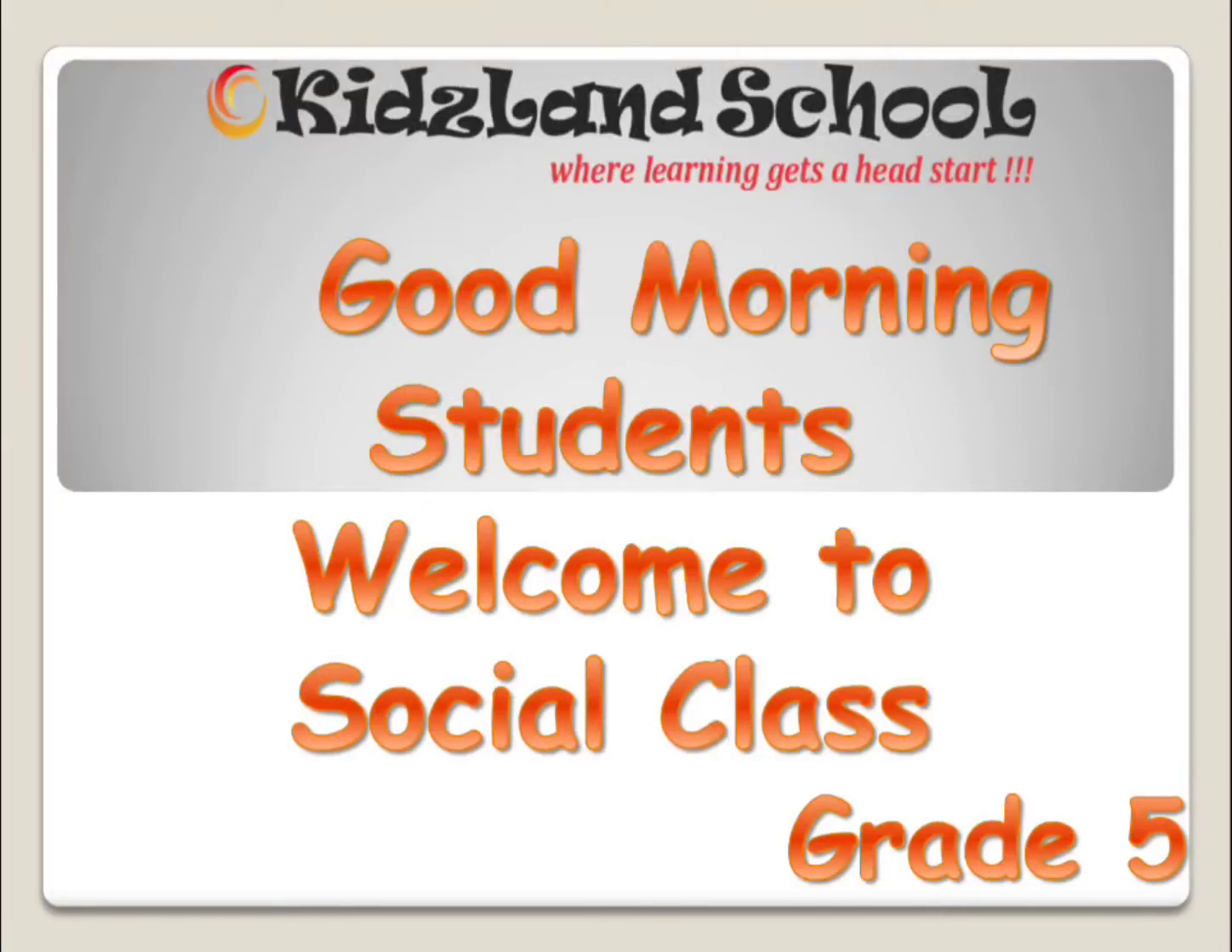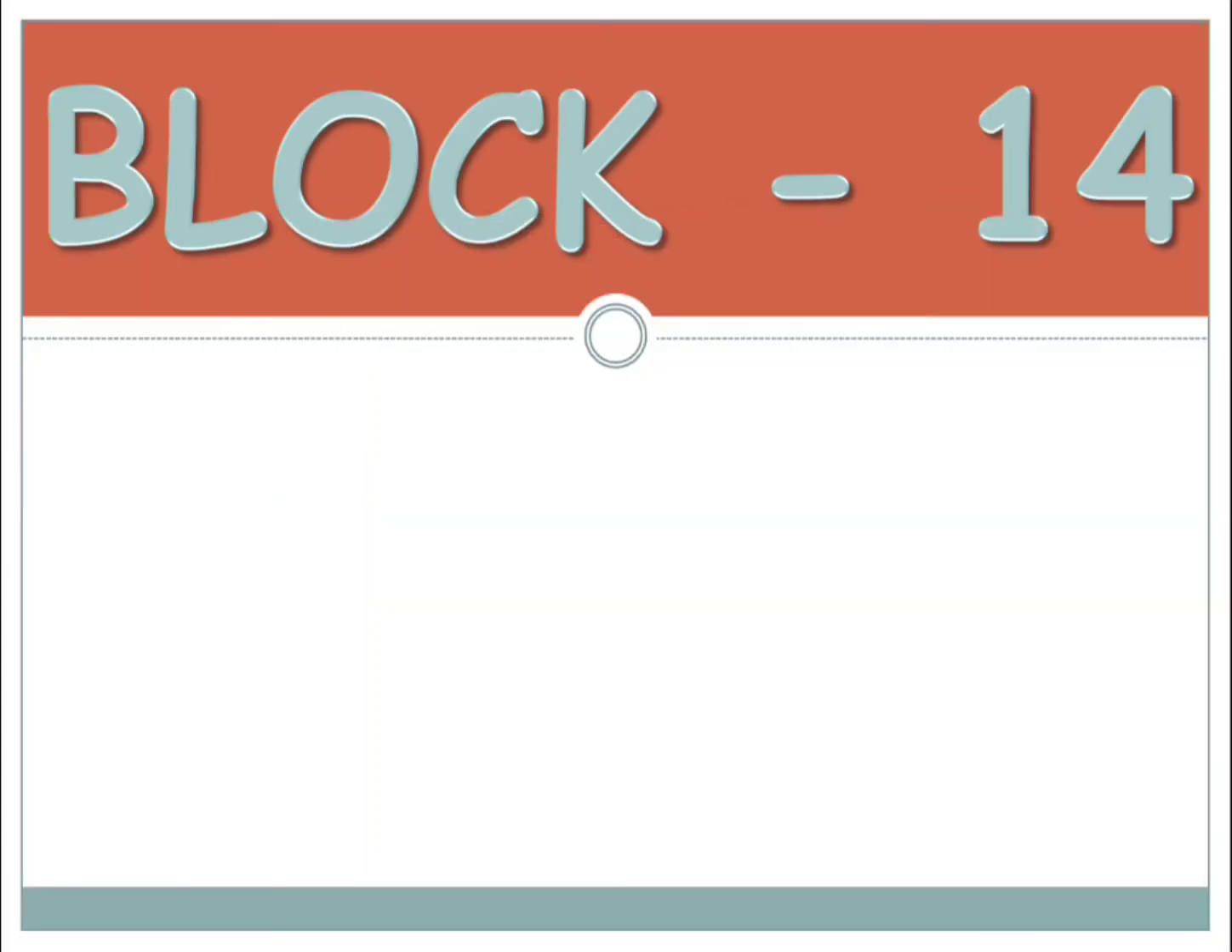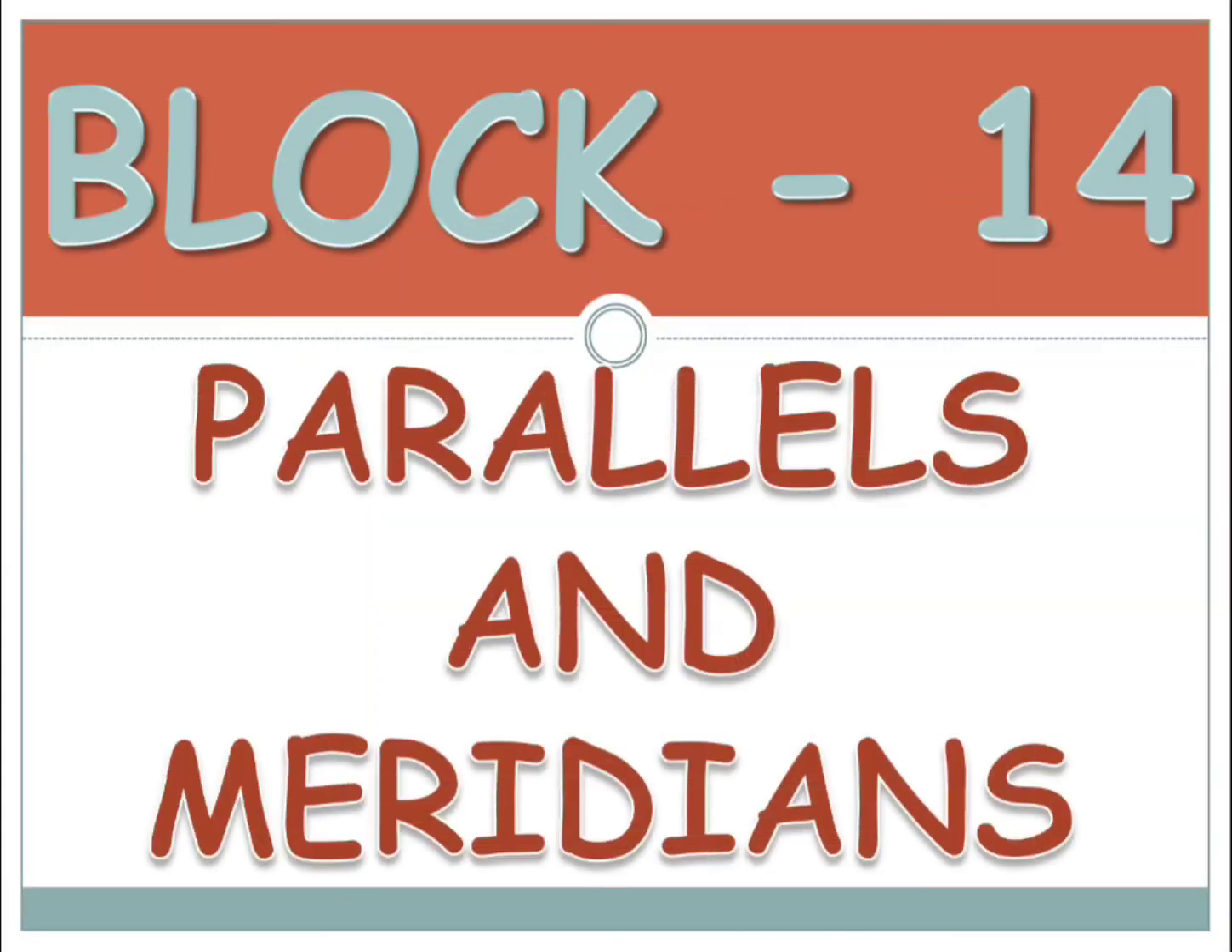So, in social, we are learning the 14th block, which is parallels and meridians. And yesterday, we learned about parallels, which is nothing but latitudes, isn't it, children? In which we learned about the equator, which divides the earth into two equal parts as northern hemisphere and southern hemisphere. Yes, and also we learned some of the important latitudes: Tropic of Cancer, Tropic of Capricorn, Arctic Circle, and Antarctic Circle. Isn't it, children?